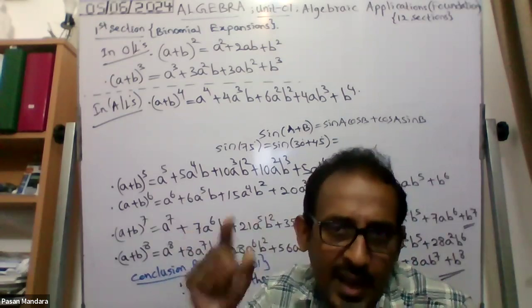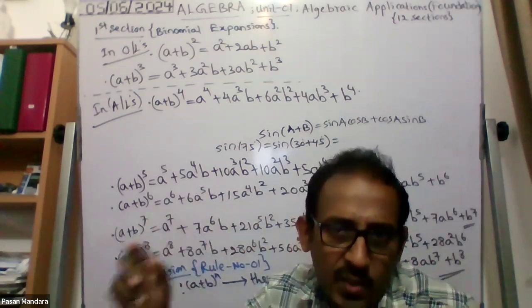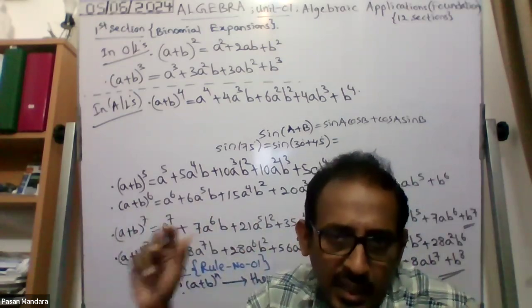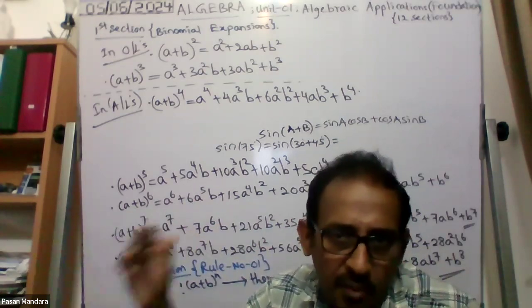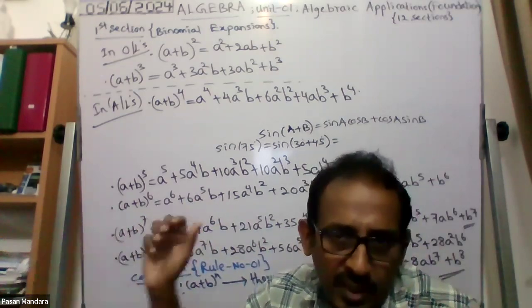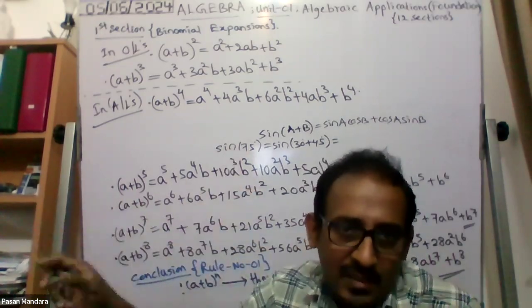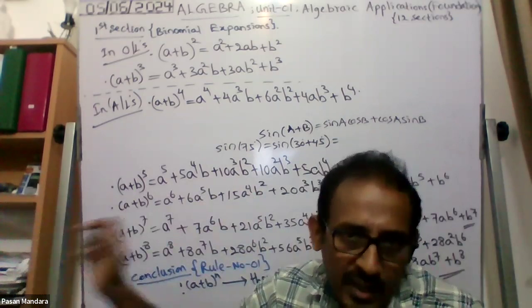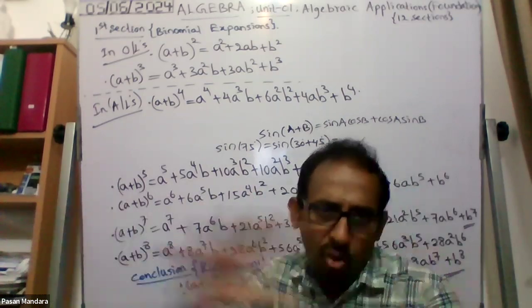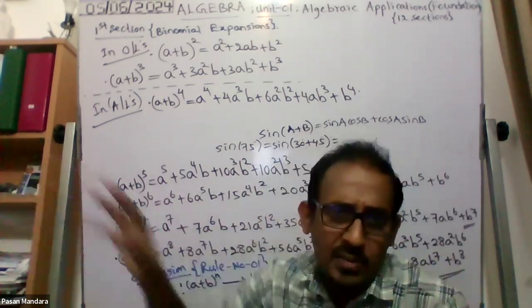Second term, a^8 b^1. Then a^7 b^2. Right? a^6 b^3. a^5 b^4. a^4 b^5. a^3 b^6. a^2 b^7. a b^8, b^9. You know all the terms. For power 9, all 10 terms you can write up.